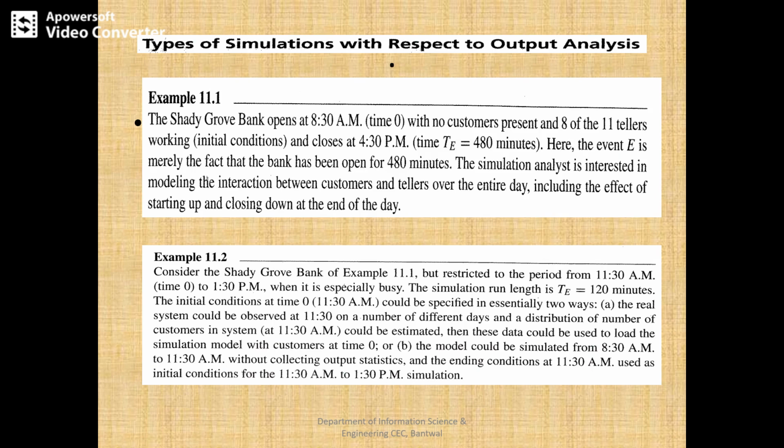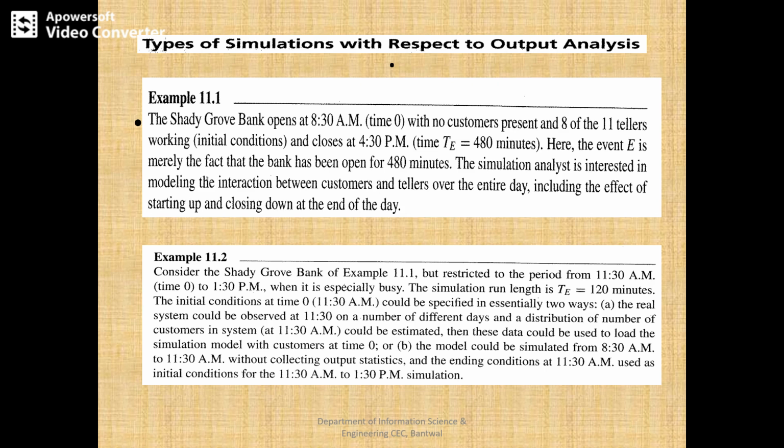Types of simulation with respect to output analysis. We need to take certain examples here. The first example: the Shady Grove Bank opens at 8:30 a.m. (time 0) with no customers present and 8 of the 11 tellers working as the initial condition, and closes at 4:30 p.m. So here the total time TE equals 480 minutes, from 8:30 a.m. to 4:30 p.m.